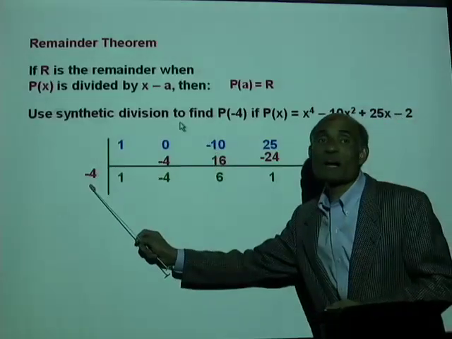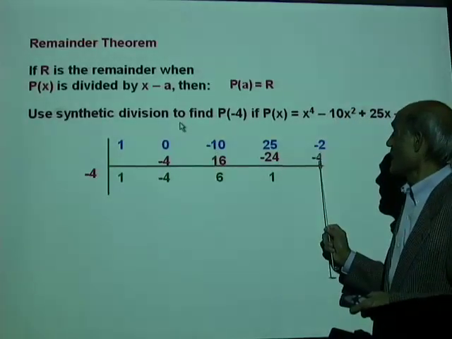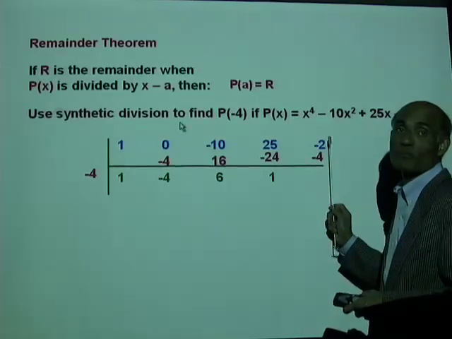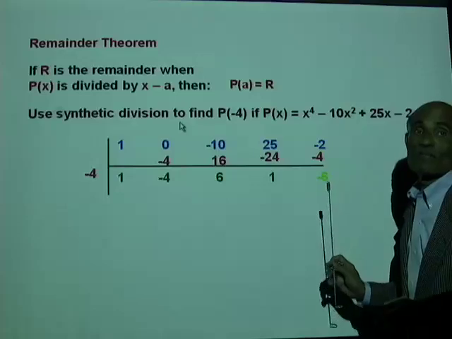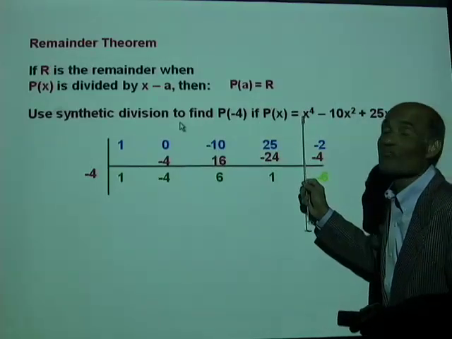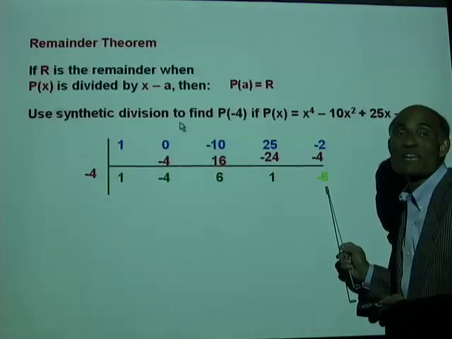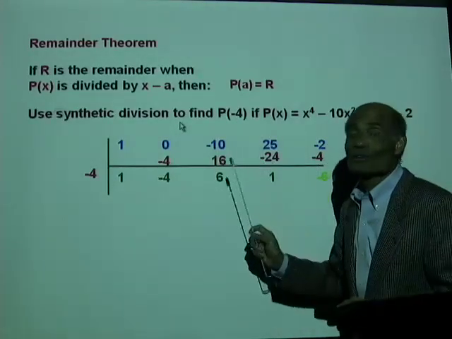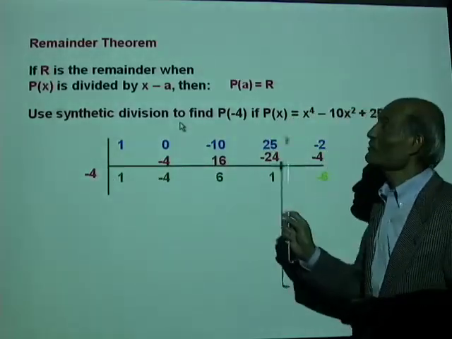1 multiplied by negative 4 is negative 4. Write it below negative 2. Add the two numbers, that would be negative 6. That means when this polynomial is divided by x plus 4, the remainder will be negative 6. Or P of negative 4 will be negative 6.